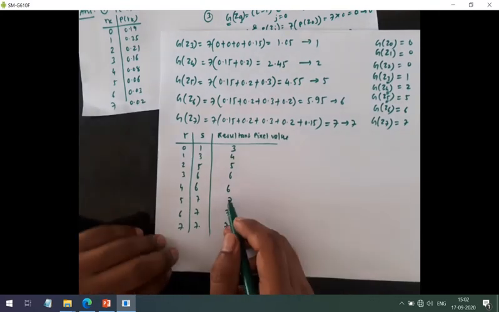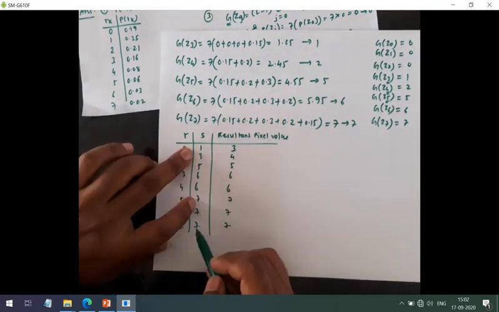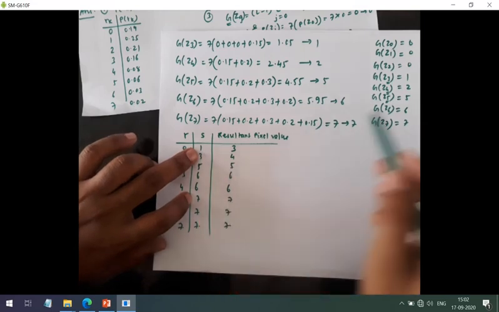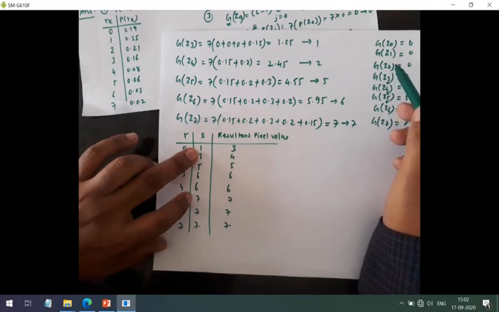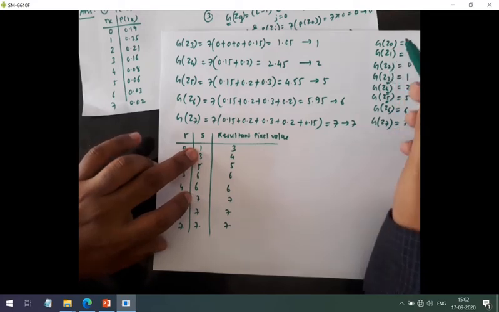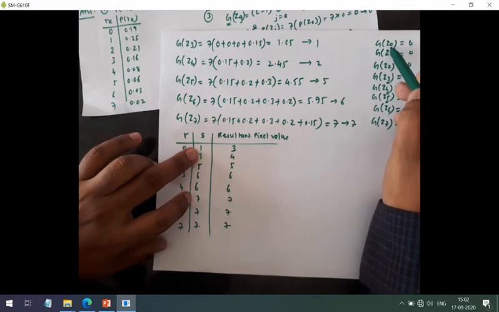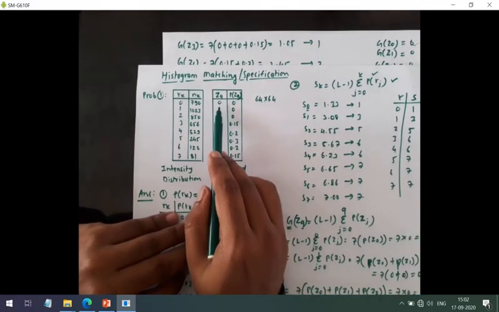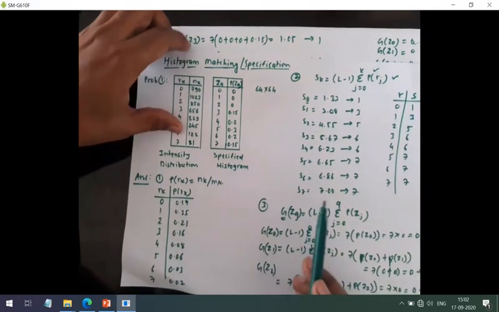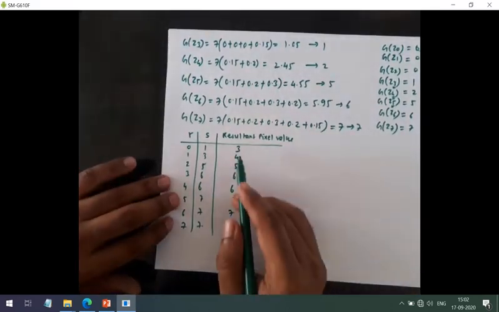Remember what we have to do: for every value of s, we have to find the closest matching g of z value, and we have to return the corresponding z value. And how to get the z value? It will be the subscript only. If you remember, z values are the subscripts only, right? So this is the mapping.